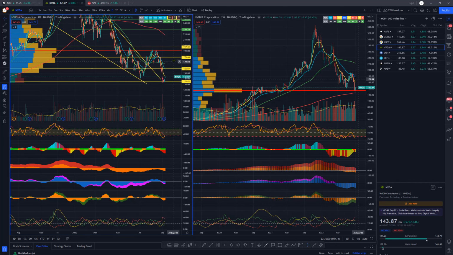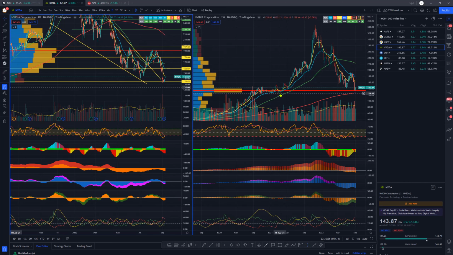If it does go up, there's a chance it can go up to about 170, right? 170. And then if it really goes up, we go back up to test the high of this area right here, which is around 190. That's a fairly good risk reward trade, right? Because that's about $40-50 upside, and on the downside is about $10. So that's a very good risk reward trade.